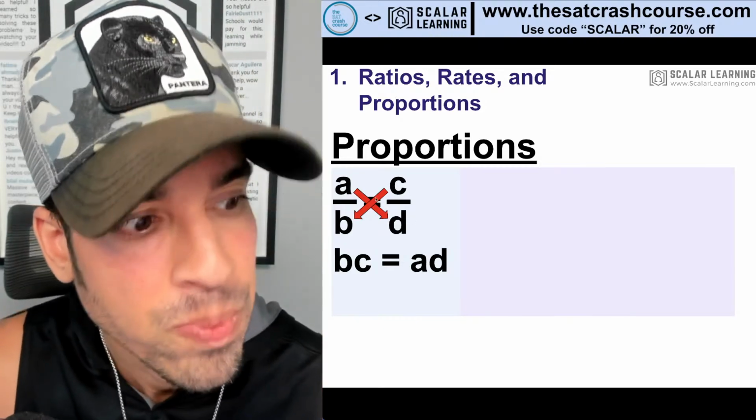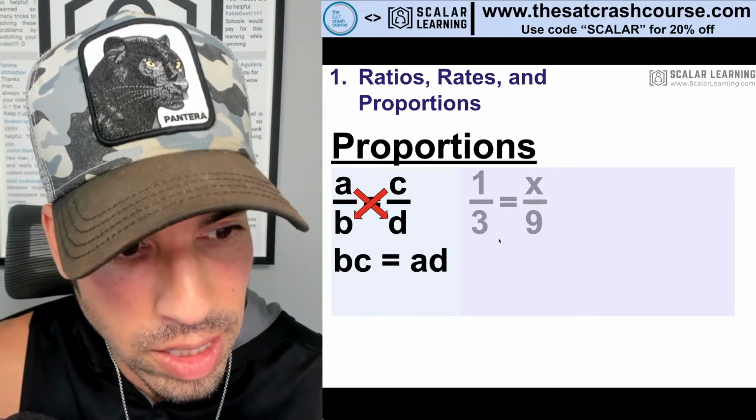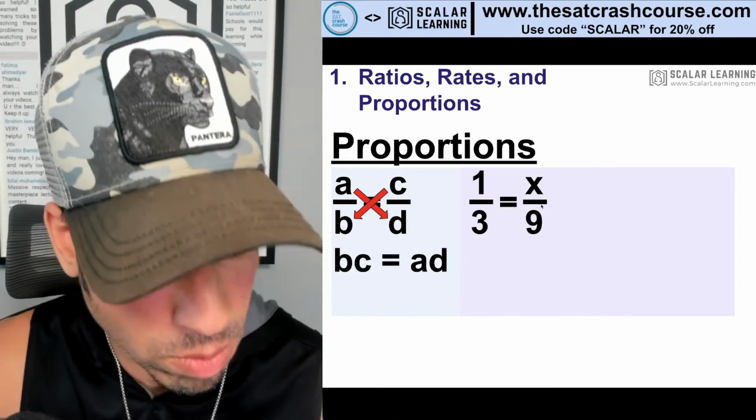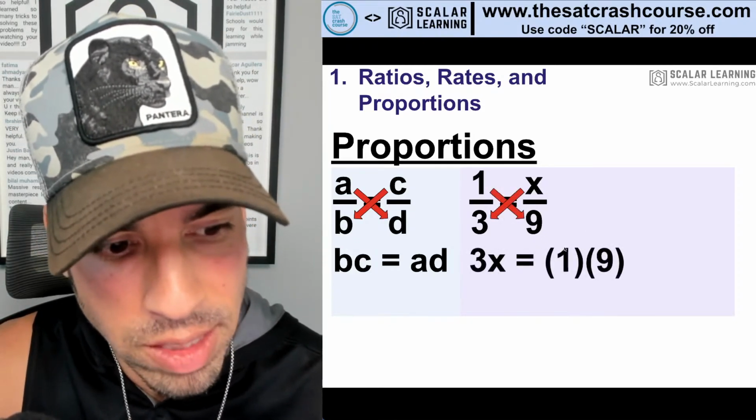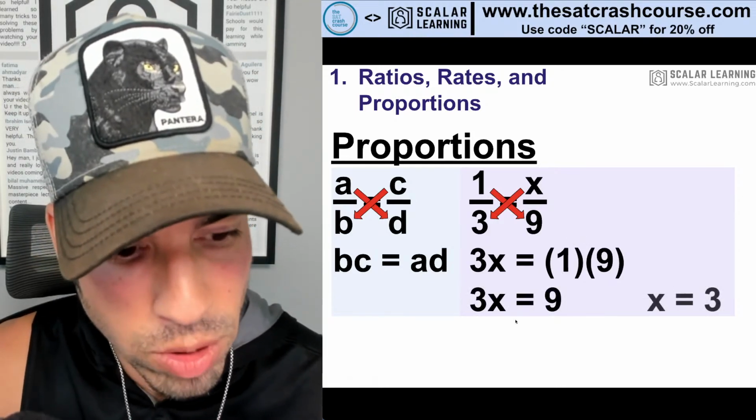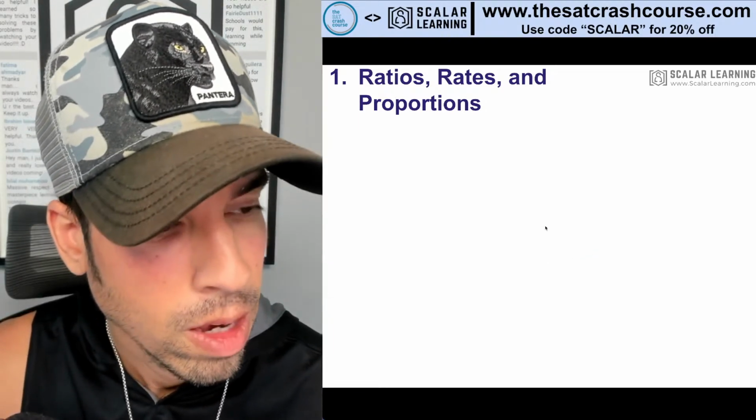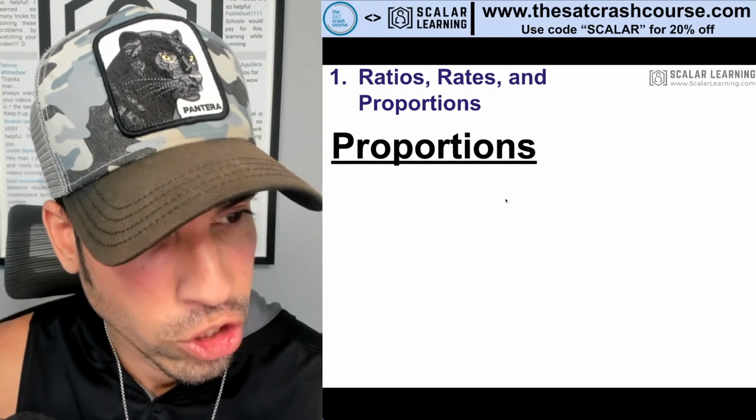You can see here, when we cross multiply, we get B times C equals A times D, okay? So another example, 1 over 3 is equal to X over 9, right? Again, to solve this, we're going to cross multiply. We're going to get 3X is equal to 1 times 9, which is 9. 3X is equal to 9. Divide both sides by 3, and you're left with X equals 3. Okay. Now let's move it along to proportions, okay?